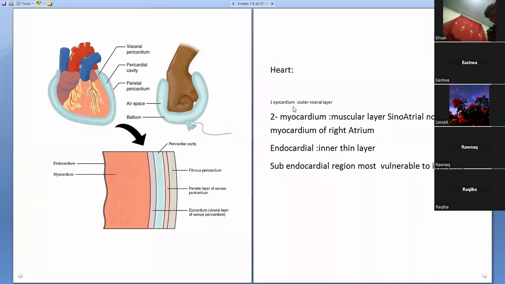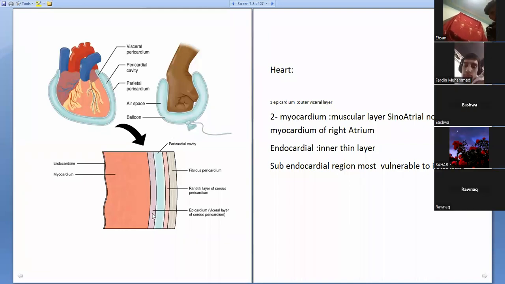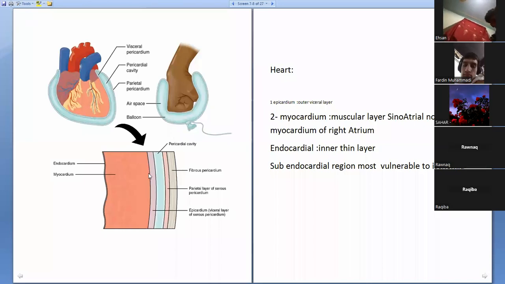So what is the epicardium? The epicardium, as I told you, is the outermost layer, this one, and it is formed by the visceral pericardium. I have told you before, right? What is the significance of this layer? Below this layer, within the myocardium, are the coronary blood vessels. It is a very significant point.